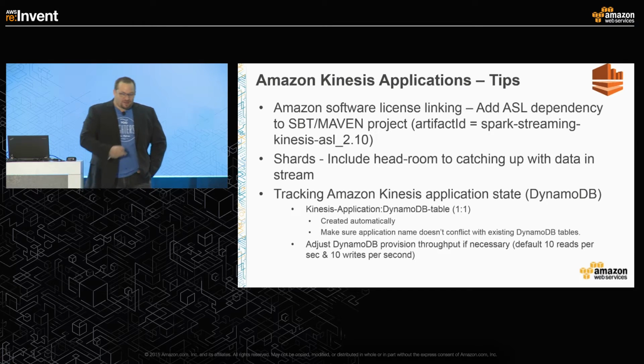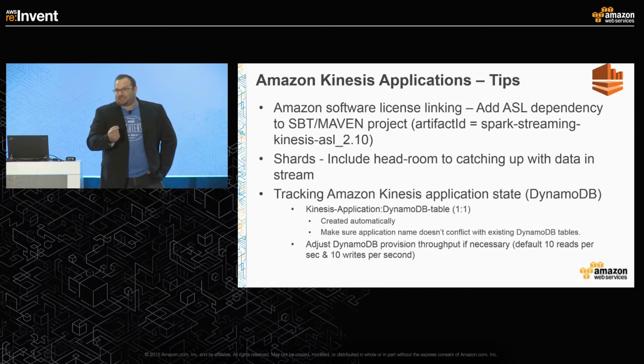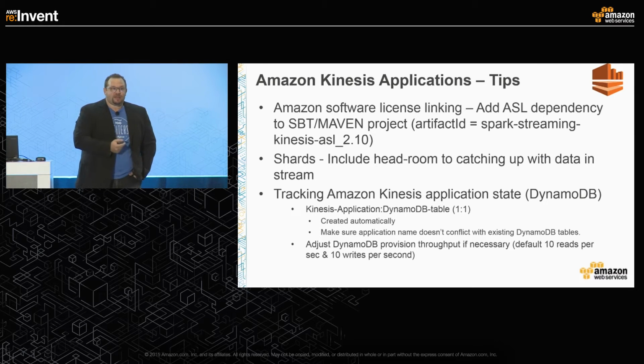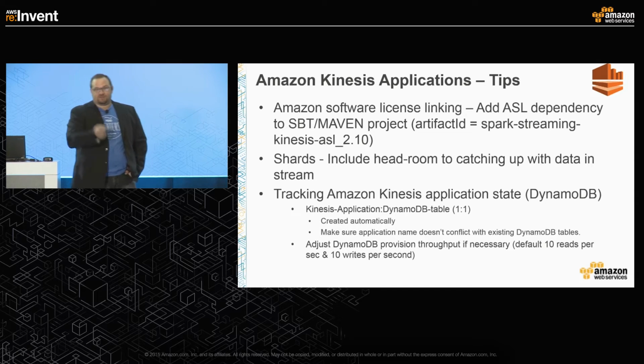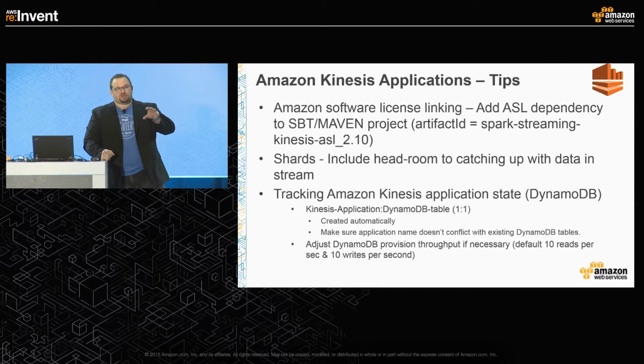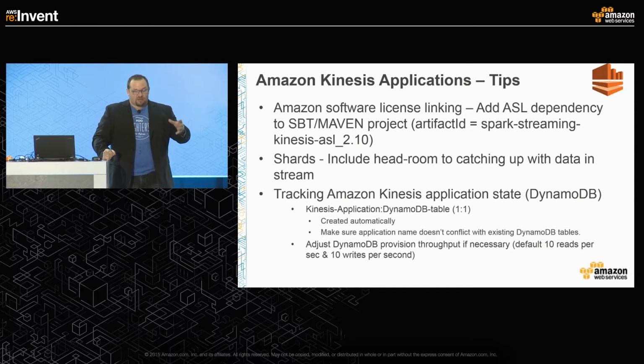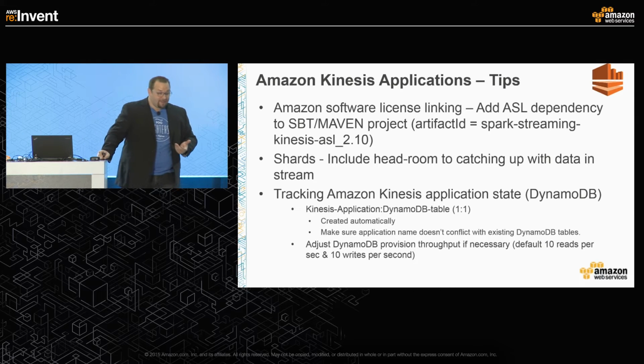So I told you about some tips. For Amazon Kinesis applications, Databricks created an ASL for Kinesis. You can use Maven and just build it. You can use Spark Streaming with Kinesis, which makes it very easy to process the data on your stream using Scala or PySpark.